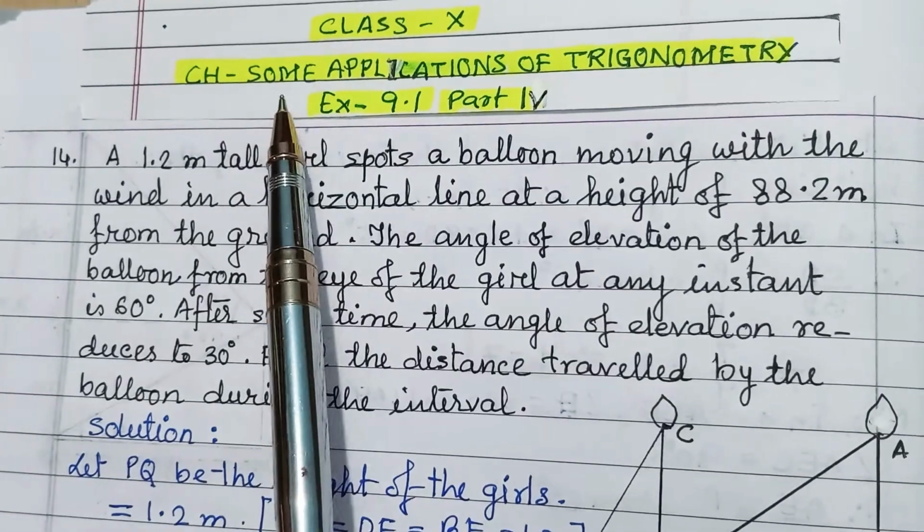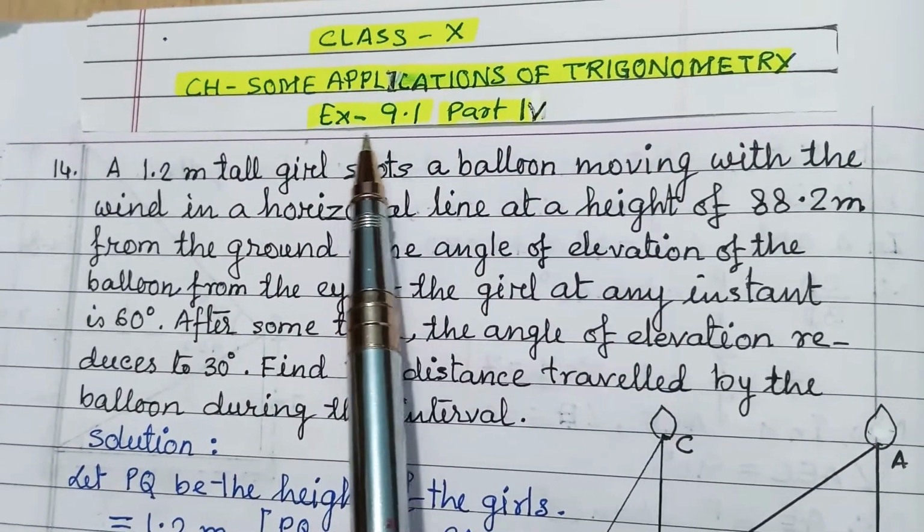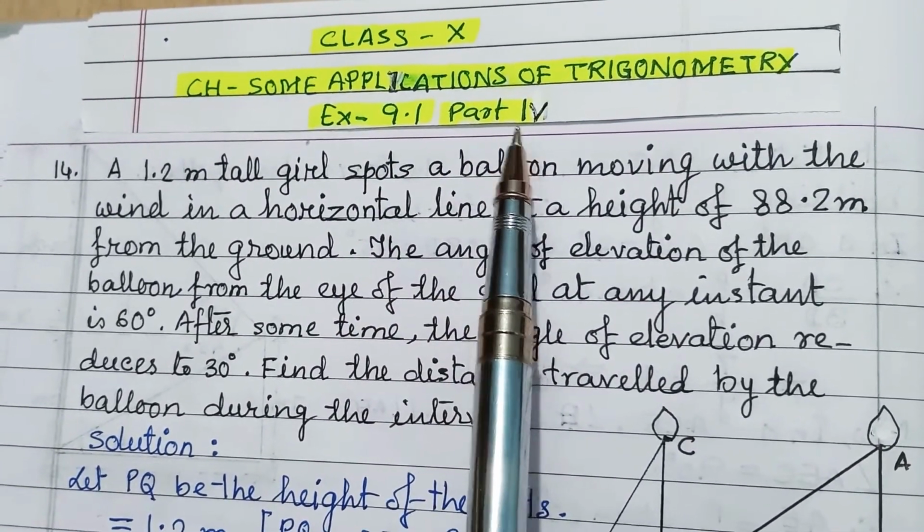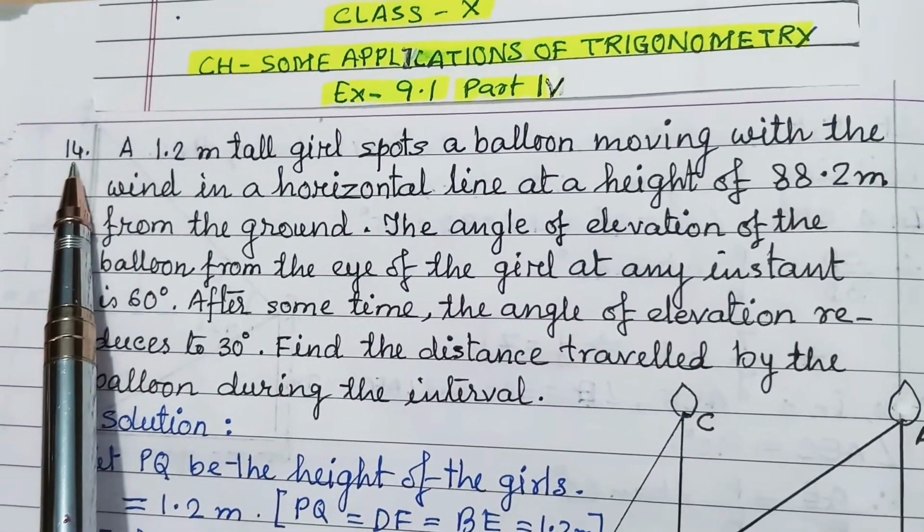Today's chapter is Some Applications of Trigonometry, Exercise 9.1, part 4. In part 4 I will start from question number 14.